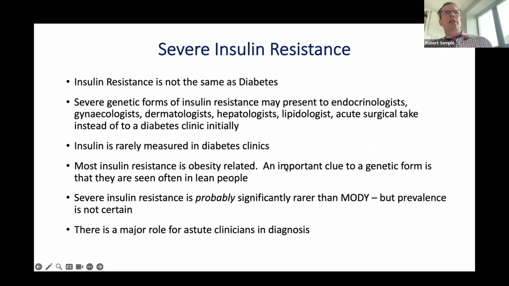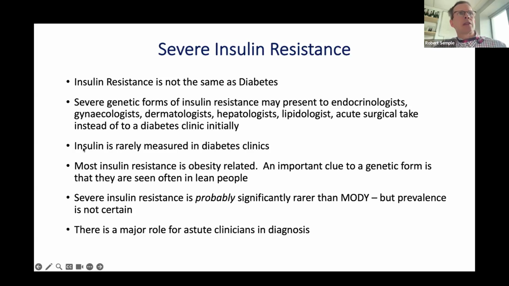So insulin resistance is not the same as diabetes. Many of our patients with very severe insulin resistance don't yet have diabetes. And the complications of insulin resistance, which first present to a doctor, may just as well go to endocrinologists or gynecologists or dermatologists or liver doctors or go to the lipid clinic or indeed to the acute surgical take as pancreatitis rather than to a diabetes clinic. So, although insulin resistance is a term perhaps thought about most in a diabetes clinic, there is a big need for this raft of other specialities to be aware of it as an important entity even before diabetes appeared.